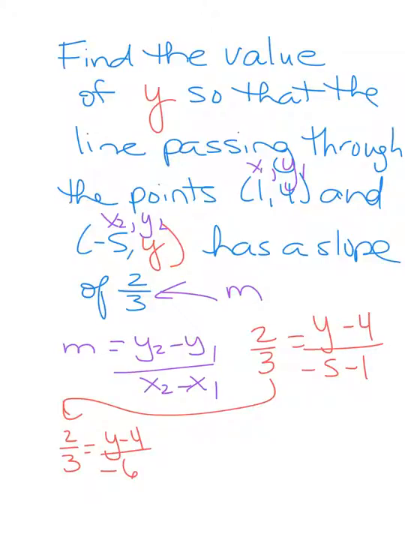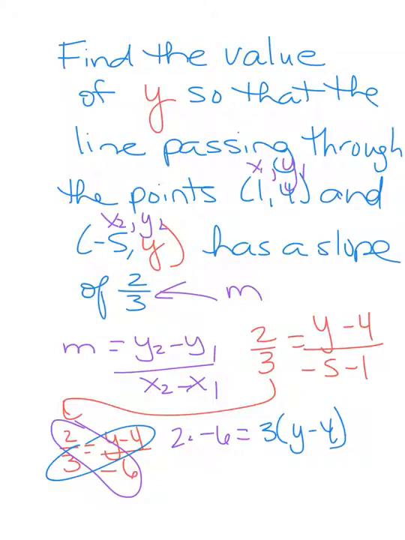Now what I'm going to do is cross multiply. I have a fraction on either side. So I have 2 times negative 6 is equal to, and I'll work on the other side there, 3 times, remember to put in parentheses, y minus 4. So that's my original setup. So let me simplify that a little bit. I get negative 12 is equal to 3y minus 12.